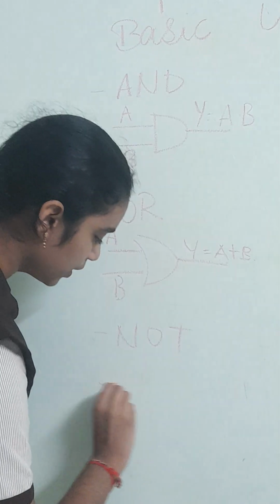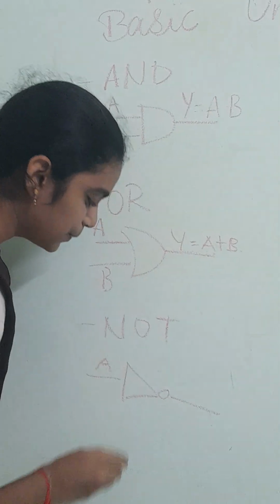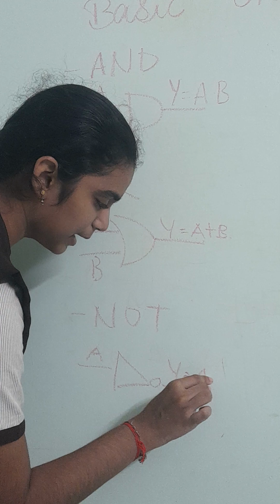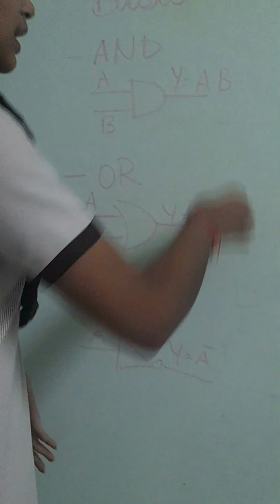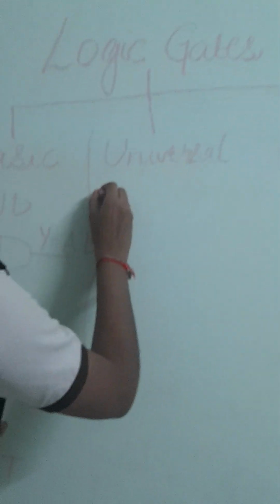Now let's take the NOT gate. In this NOT gate, this is the symbol, and if the input is A, the output will be A bar. That means if the input is 0, the output will be 1, and if the input is 1, the output will be 0. So this is about basic gates. Now let's see universal gates.